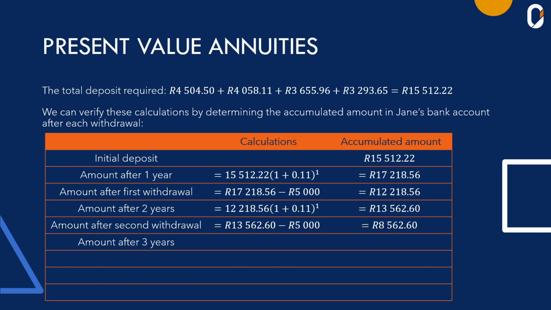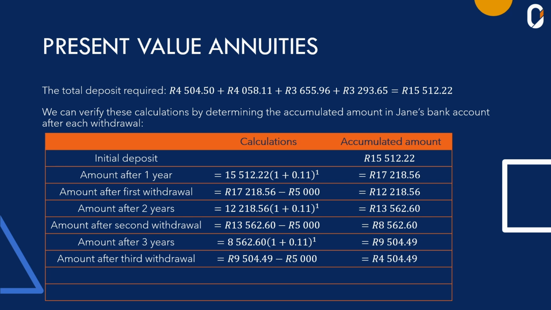Again, we're going to say 8,562.60, all multiplied by (1 + 0.11)^1. That will give me an amount of 9,504.49. That is the amount in her account after 3 years before the withdrawal. Now let's calculate the amount after the third withdrawal, and that will be given by 9,504.49 minus again 5,000 to give us an amount of 4,504.49.